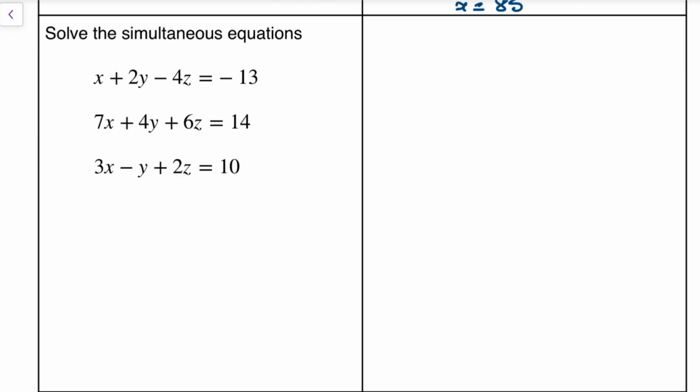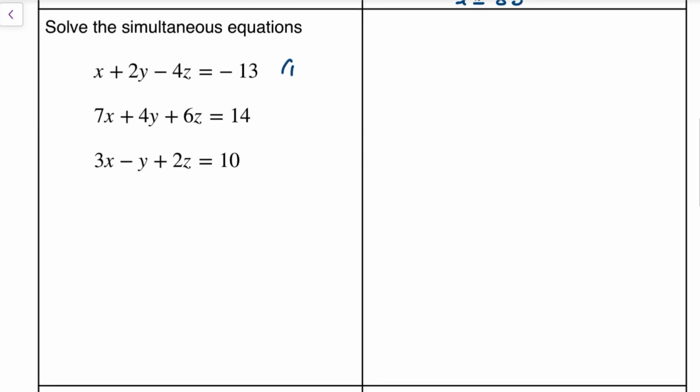I'm reading the coefficients of x, y, and z. So I've got 1, 2, and 4, 7, 4, and 6, 3, 1, and minus 1 and 2. So there isn't an obvious pattern here to do. So in this case, I'm going to go back to just trying to eliminate one of the variables. And again, actually, I'm going to do the z, because z's are 4z, 6z, and 2z, and that's sort of a nice little factor, isn't it? So let's label them up again. So 1, 2, and 3.